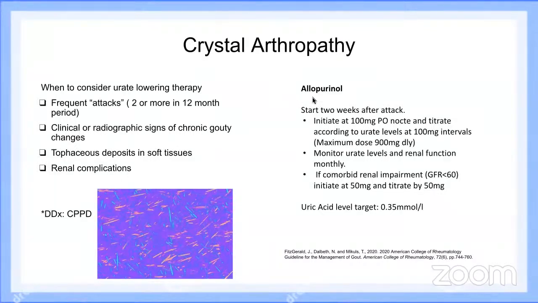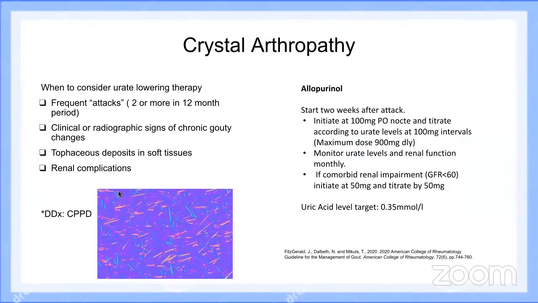Then when initiating, you initiate on 100 milligrams, unless there is a comorbid renal impairment with GFR less than 60, then you can start on 50. And important to monitor renal function as you titrate up to achieve your target level of 0.35 millimole per liter.